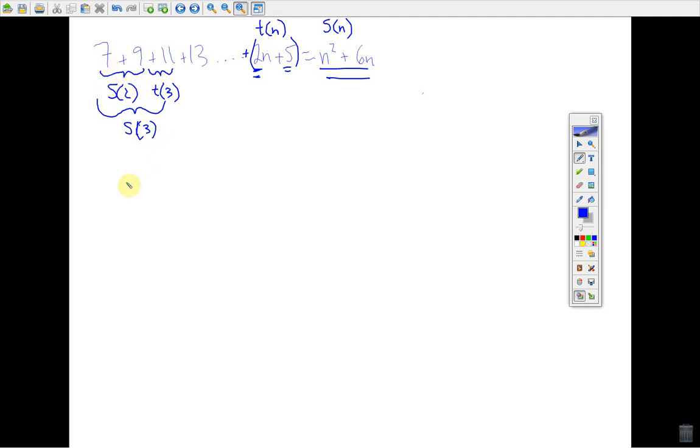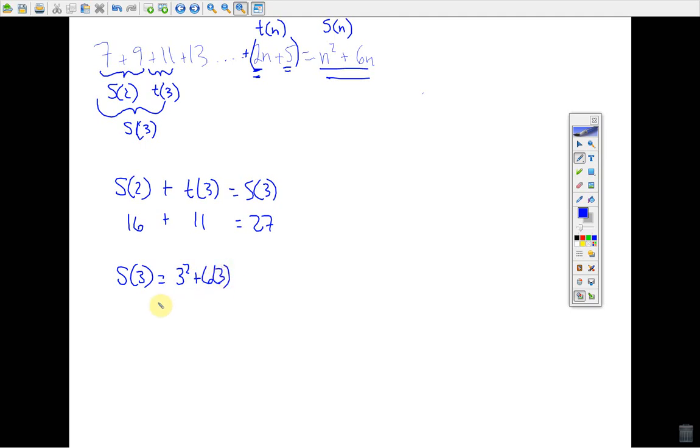So that makes sense. In this case, we already showed that the sum up to the second term was 16. If we added the third term, so the sum to the second term was 16, adding the third term of 11 should give us 27, and that should be equal to the sum up to the third term. Again, we can test that numerically by plugging in S of 3. So that's 9 plus 18. 9 plus 18 equals 27.